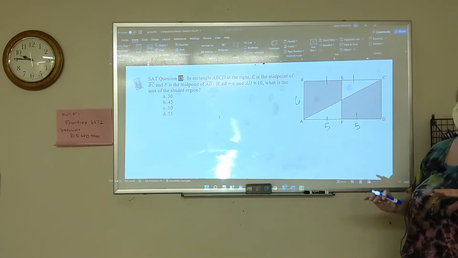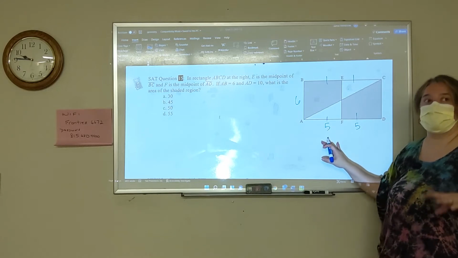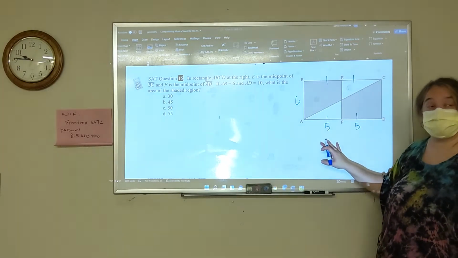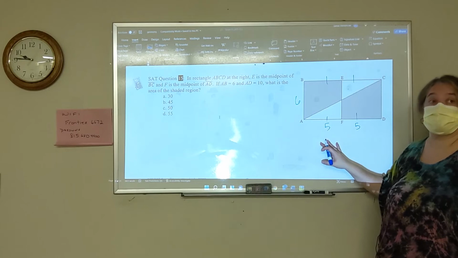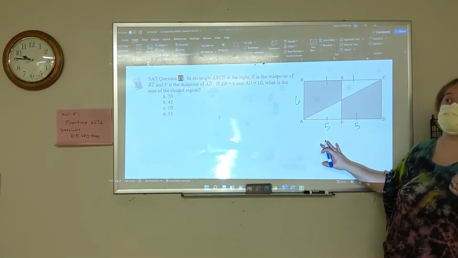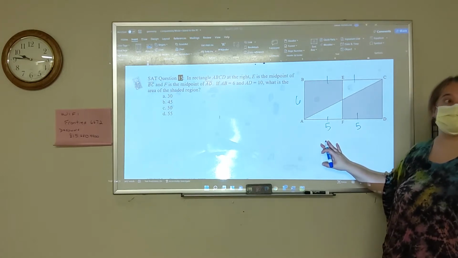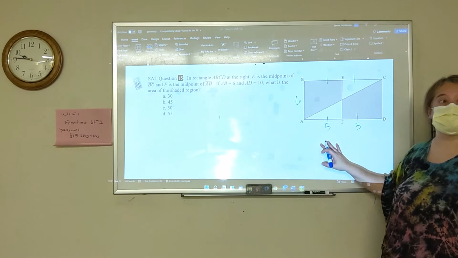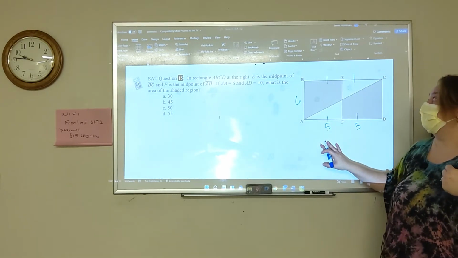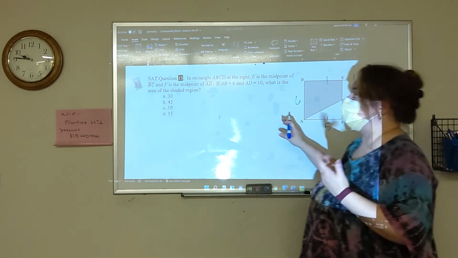These tests love their shaded area problems. The easiest way to figure these out is usually not to actually find the shaded area, it's to find everything else. So take your outside shape and subtract off the parts that aren't shaded. You always want to think in terms of your basic shapes, your rectangles, your squares, your triangles, and your circles. So my outside shape is my rectangle, so I want to use that.